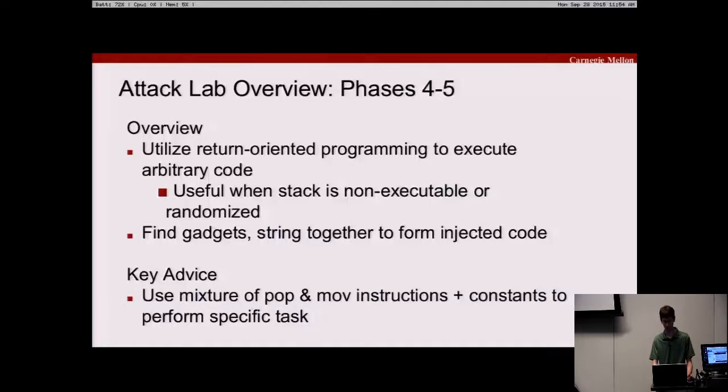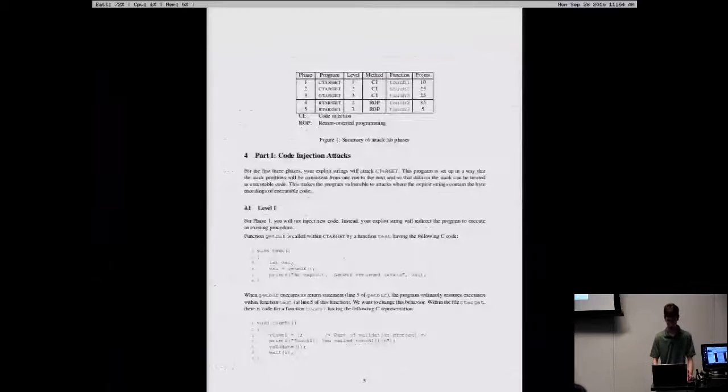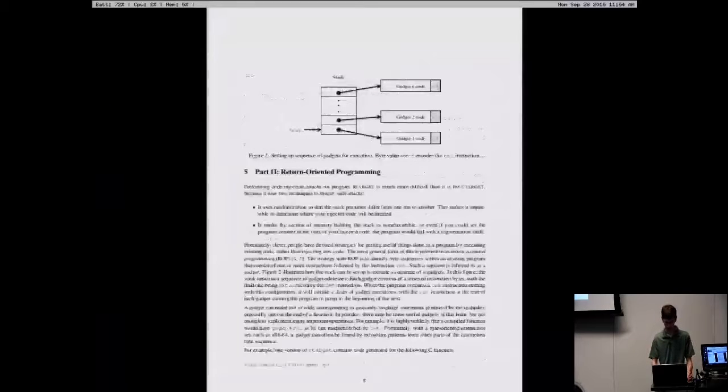Right, so we're going to mix together pops and moves and constants to perform a task. In the handout, we have a diagram of this. We have our stack, and on our stack we're going to put addresses to these little gadgets. Each gadget ends in a C3. Each gadget ends in a return. So our stack is some sequence of these addresses.